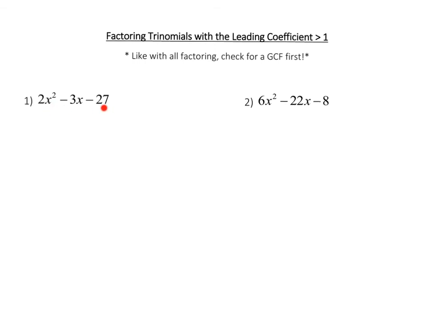With this first problem, I actually don't see a GCF other than 1. So we're going to go straight to that AC method. We're going to multiply the first term and the last term. That gives me negative 54x squared. And then we're going to make the list of all the factors that multiply to negative 54x squared.